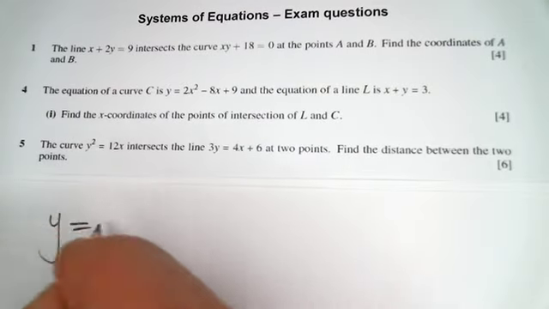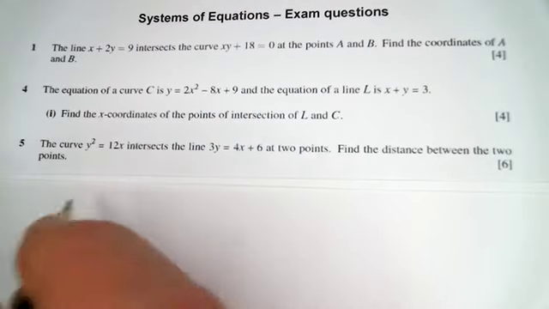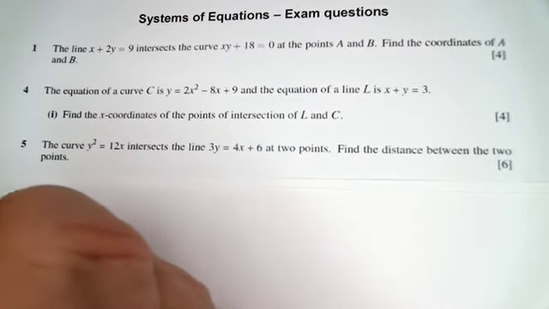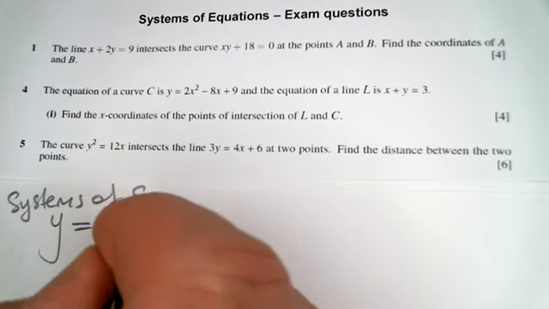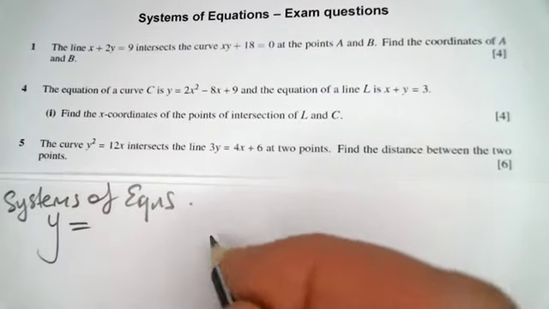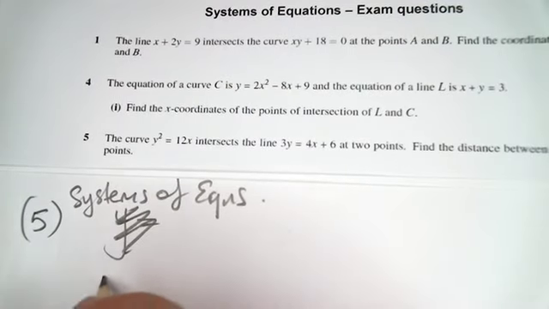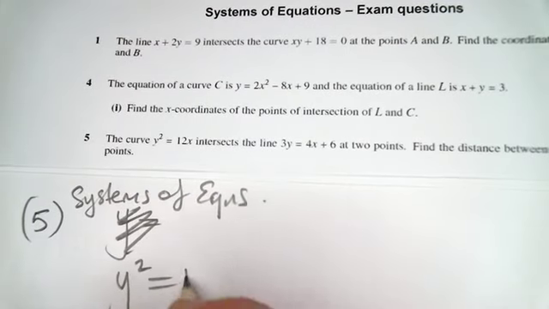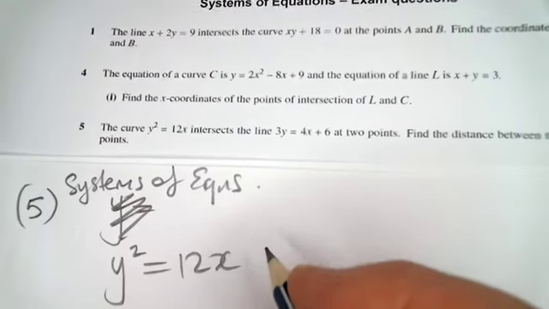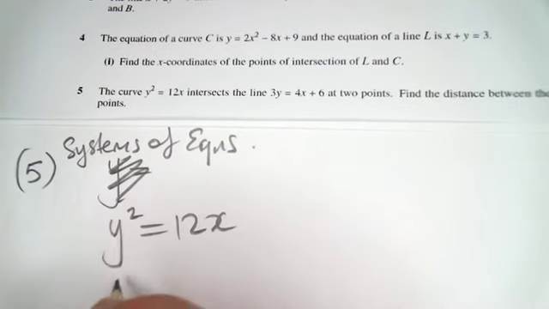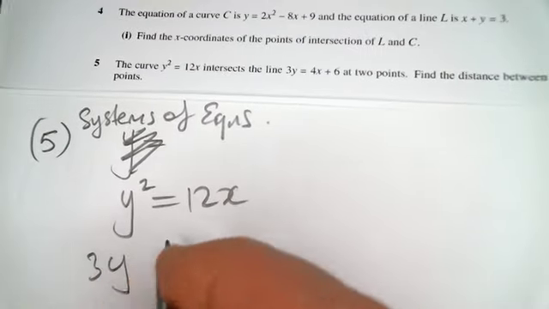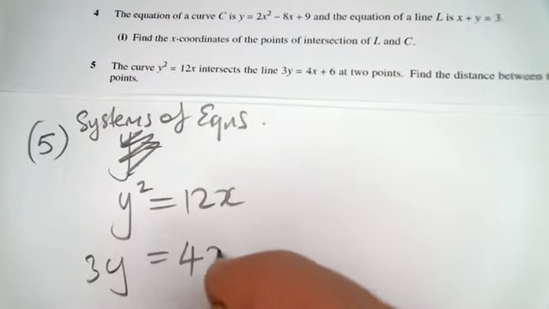This is number 5, systems of equations. It's a bit further down. So y squared is 12x. We've also got another equation which states that 3y is equal to 4x plus 6.